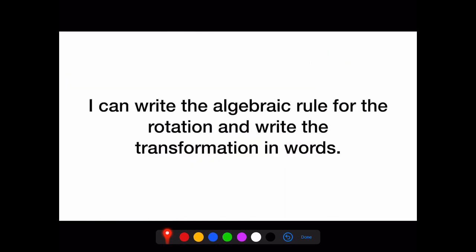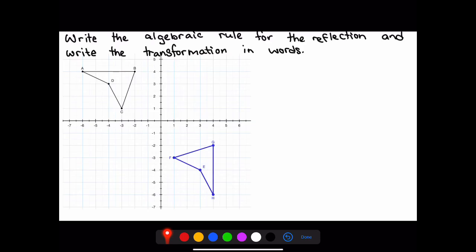All right, next is our next learning target. I can write the algebraic rule for the rotation and write the transformation in words. So we have these two figures here. We want to write the algebraic rule for the reflection and write the transformation in words. So I'm trying to reflect A, B, C, D onto H, G, F, E. Those two pieces are going to reflect on top of each other.